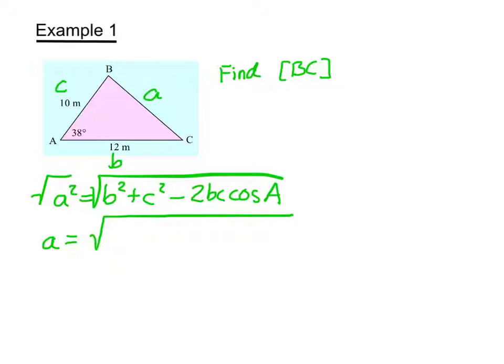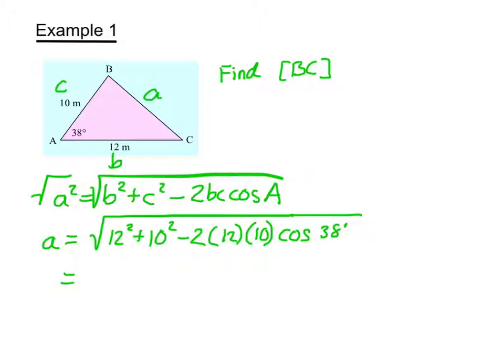I know side B is 12. I know side C is 10. So I have minus 2 times 12 times 10. And multiply that by the cosine of angle A, which is the cosine of 38. Plug this all into my calculator, and I get side A is equal to 7.41 meters.